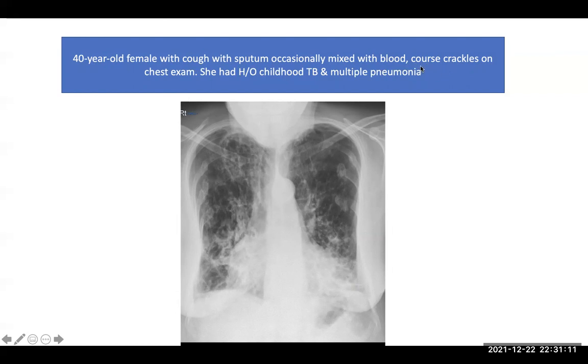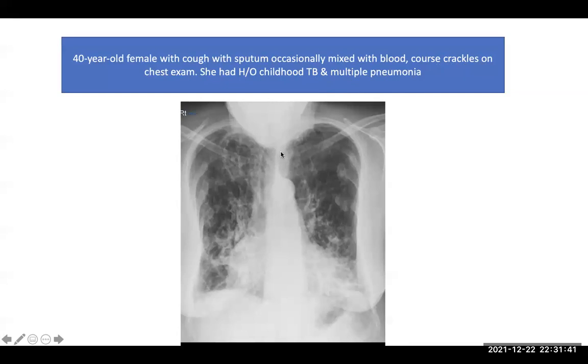So when we get coarse crackles, bronchiectasis, lung abscess, or pneumonia in the resolution phase are all very important differentials. If it is fine crackles, then heart failure or IPF should be the differential diagnosis. As for this patient, look here, this patient has childhood tuberculosis and multiple pneumonia. So previous tuberculosis and multiple chest infections are very good risk factors for bronchiectasis.